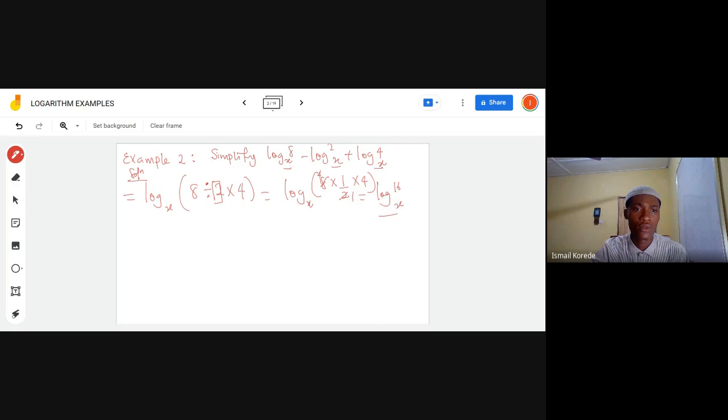I can leave my answer like this, or I can say I have log 2 to the power of 4 base x. I can bring 4 to this side, so I have 4 log 2 base x. That's my final answer. Let's take another question. Example 3.